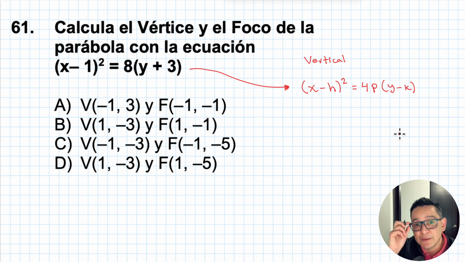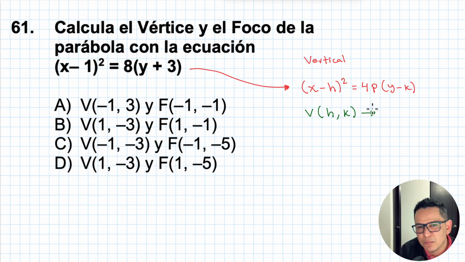In this case, we know it's vertical simply because it has the x − 1 on the side that's squared. So it's a vertical parabola. Now, where is the vertex of the parabola? Very simple. The vertex is at the coordinates (h, k). Compare this equation with this form I have here. Notice, minus h is minus 1, so h is 1. So the vertex has coordinates (1, k).